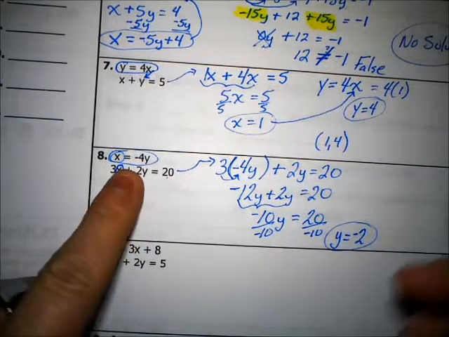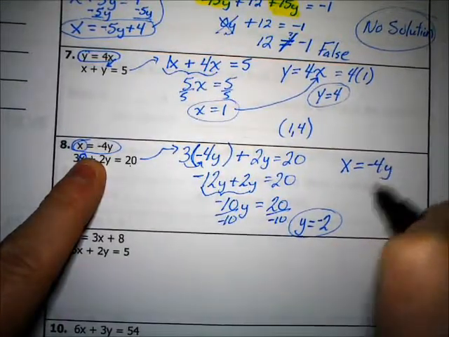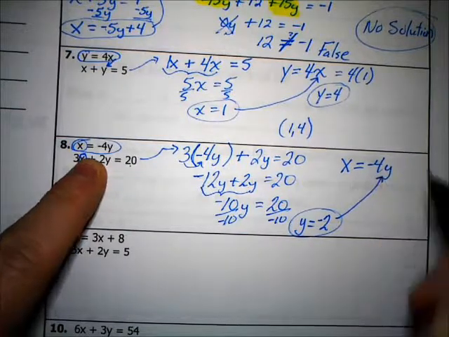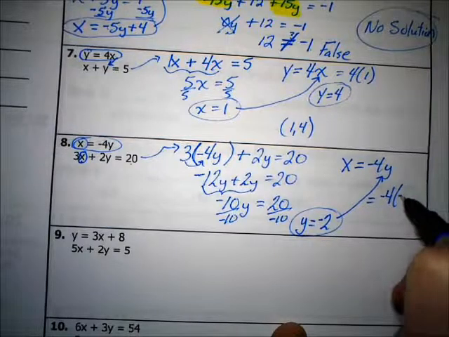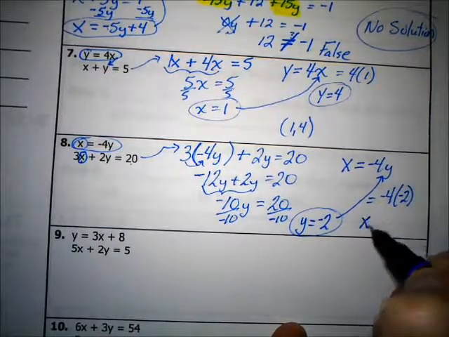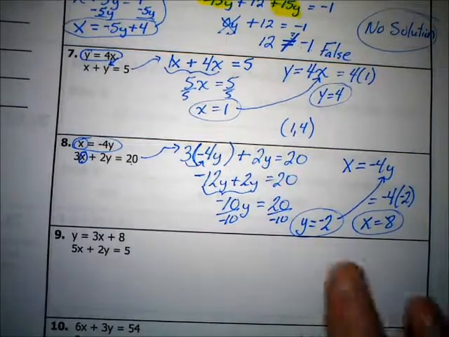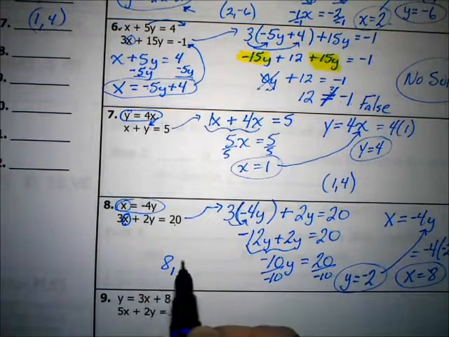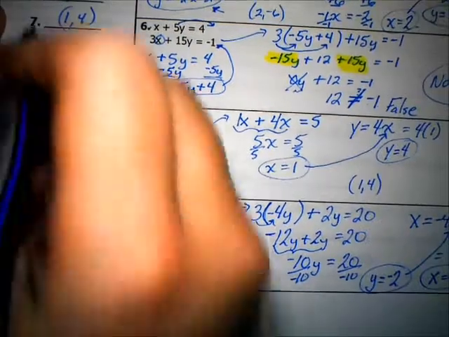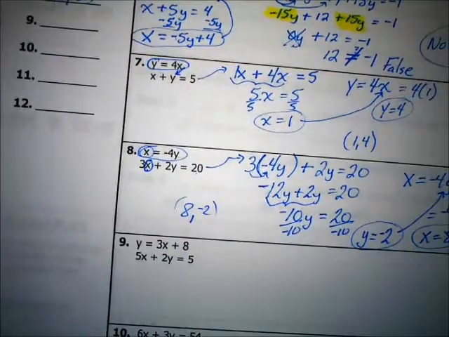I'm going to take it, plug it back into my first equation that I had. The y is a negative 2, so this changes to negative 4 times negative 2, which means x is equal to 8. So this has a solution. Make sure you write the x first, so your solution is written in the correct order.